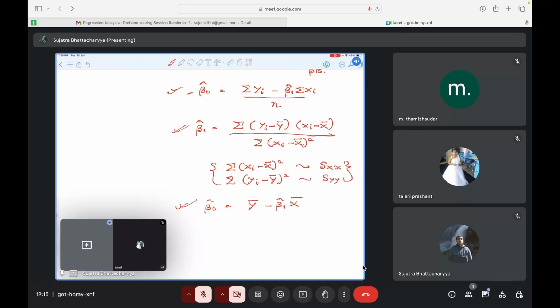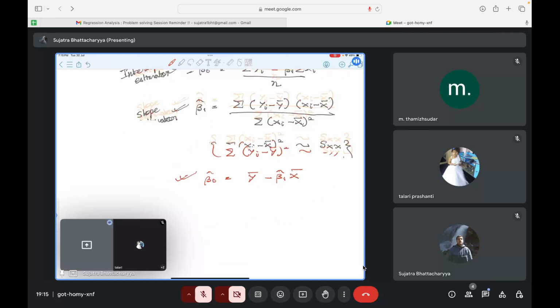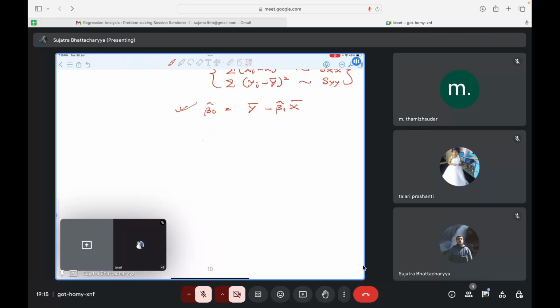Now, we have found the slope estimator beta 1 cap, and we have found the intercept estimator beta naught cap. So finally, we can write y hat is beta naught cap plus beta 1 cap xi. This is now my estimator for y.